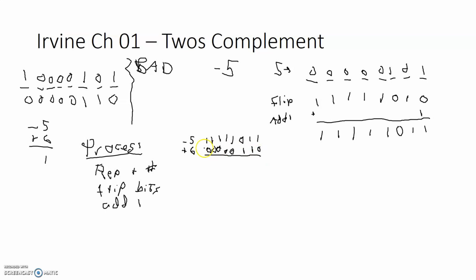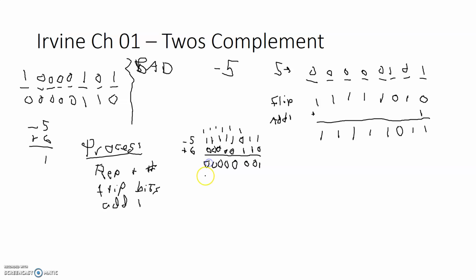Remember, that's 6 in binary. So here's the negative 5 in 2's complement, and here's the 6. 1 and 0 is 1. 1 and 1 is 0, we carry the 1. 1, 0, and 1 is 0, we carry the 1. 1 and 1 is 0, we carry the 1. 1 and 1 is 0, carry the 1. 1 and 1 is 0, carry the 1. 1 and 1 is 0, carry the 1.